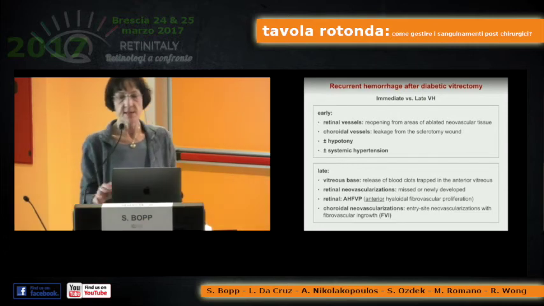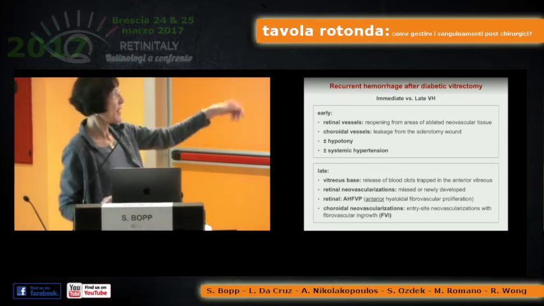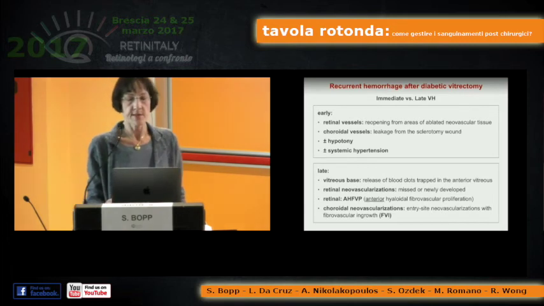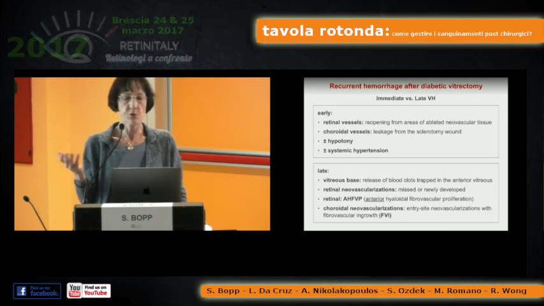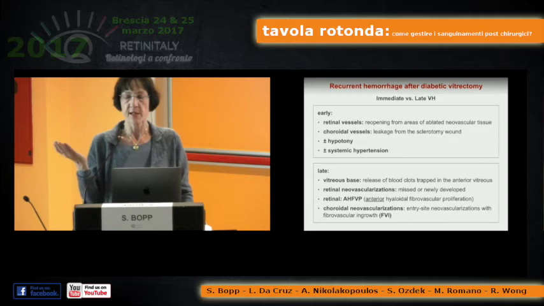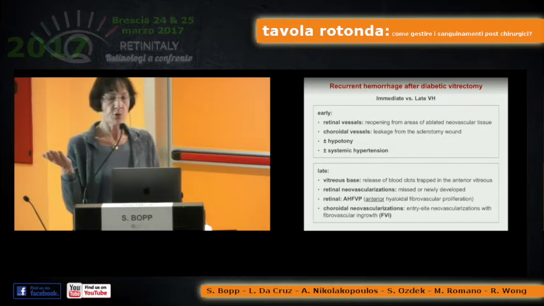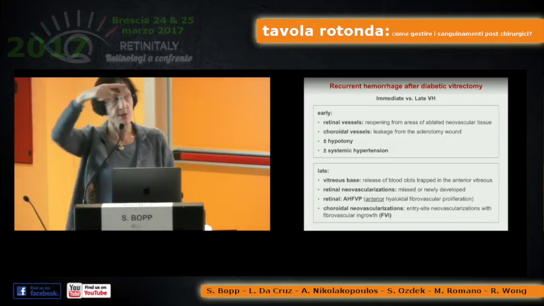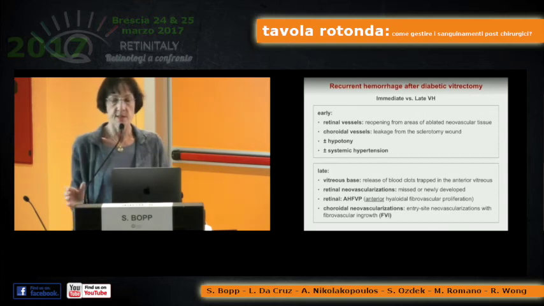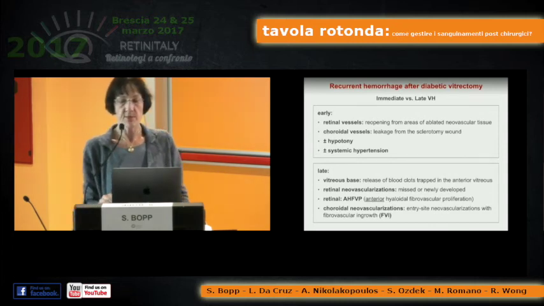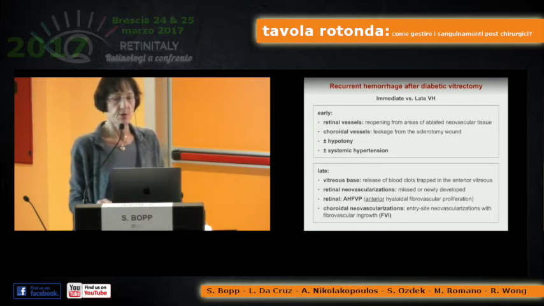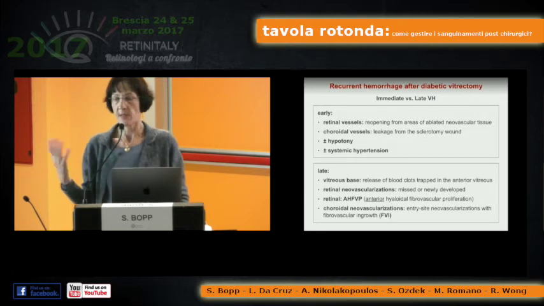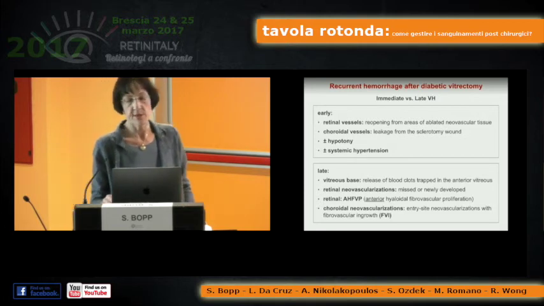That is a little bit what stands behind, and I've listed the early and the late hemorrhages after diabetic vitrectomy. The early ones are usually from the retinal side, that are reopenings from the areas of ablated neovascular tissue, or from choroidal vessels, like those we have seen in the example before, that come from the sclerotomy wound, in particular when this is associated with hypotony or systemic hypertension, maybe at the end of surgery, when the patient is waking up.